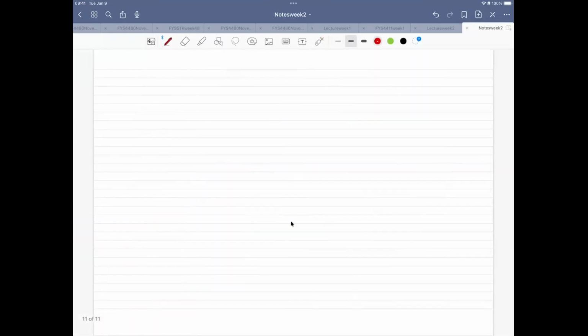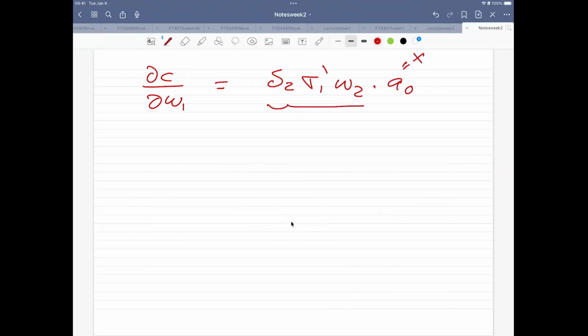So when we then collect everything, we get the derivative dC/dW1 here, which is going to be given by this parameter delta 2 times sigma 1 times w2 times the output A0. Sorry, the input, which is x actually. This was x. And then it's common to simply label this as a new parameter delta 1.